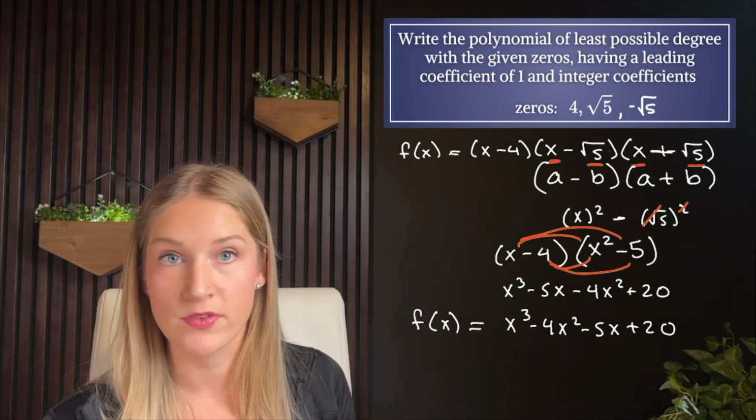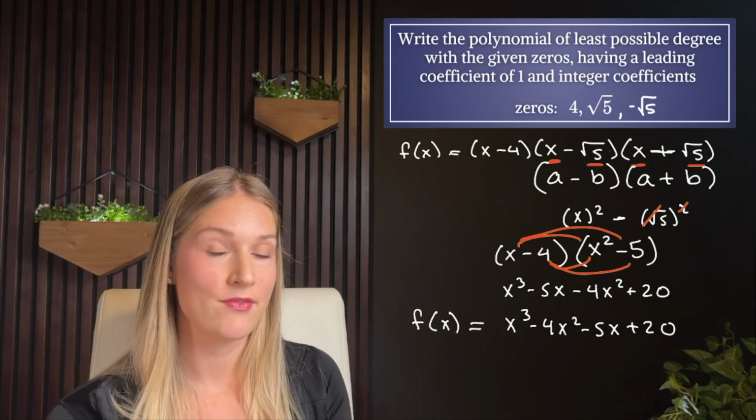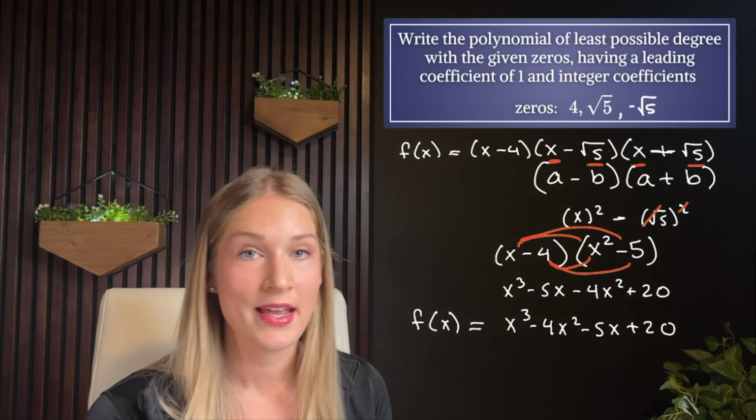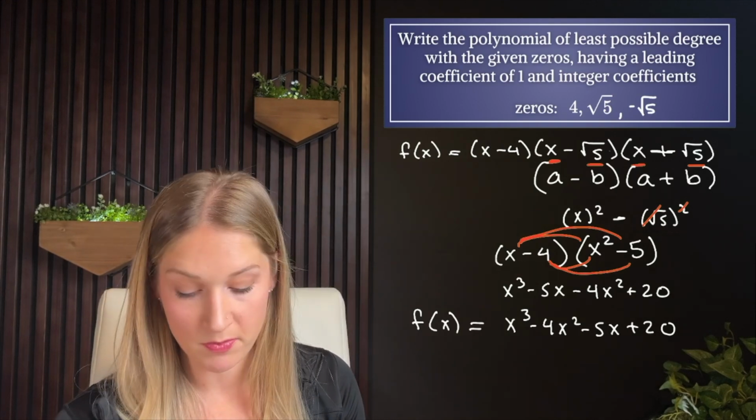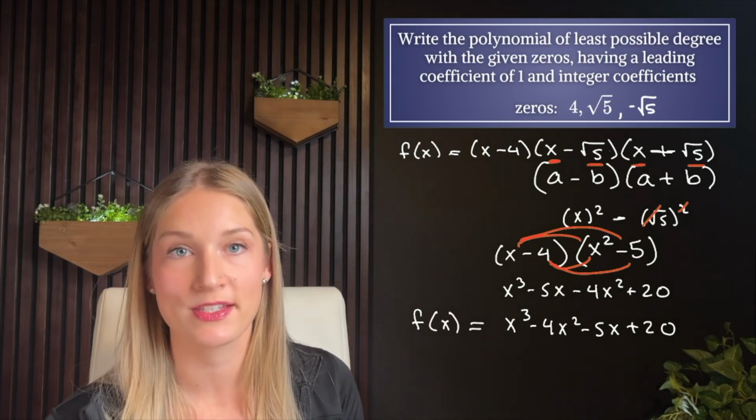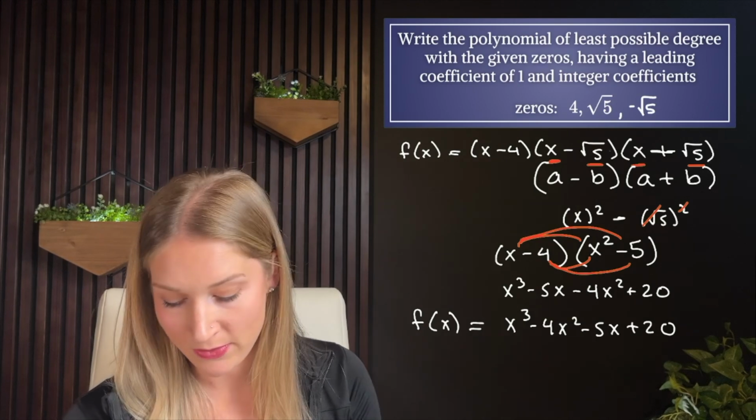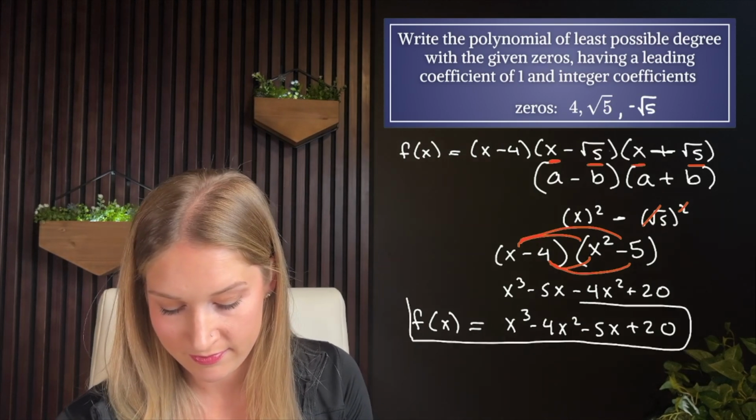Notice that the leading coefficient is 1. Notice that I have all integer coefficients, and I have the minimum number of zeros. My degree is 3, and that was how many zeros I had started with. So this is all you need.